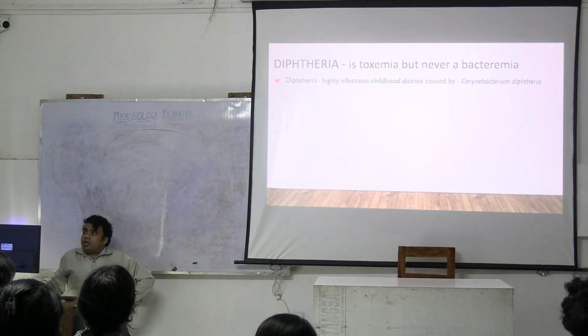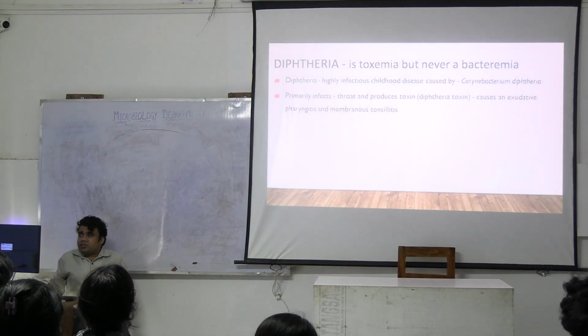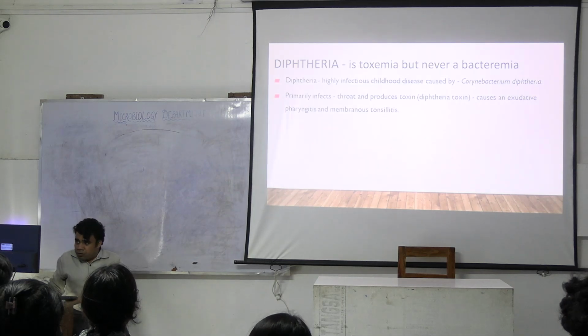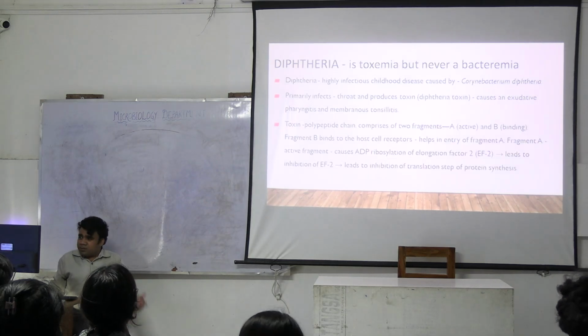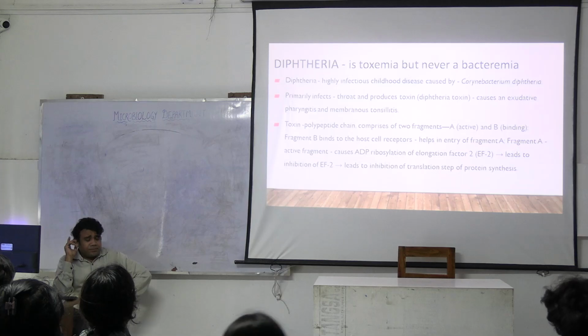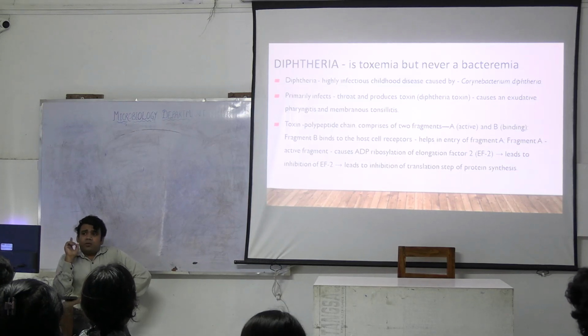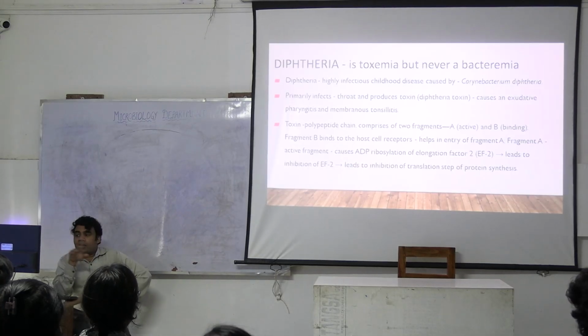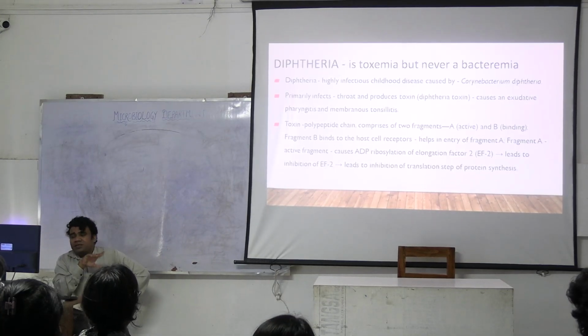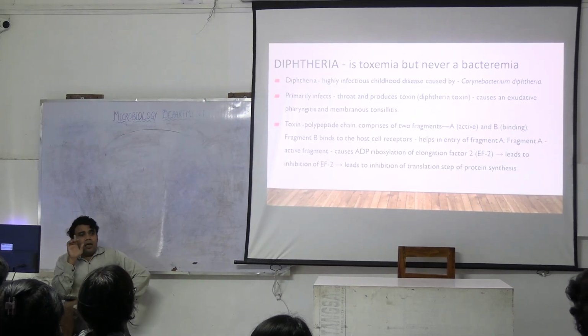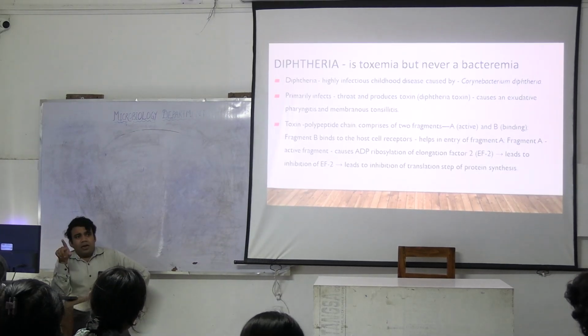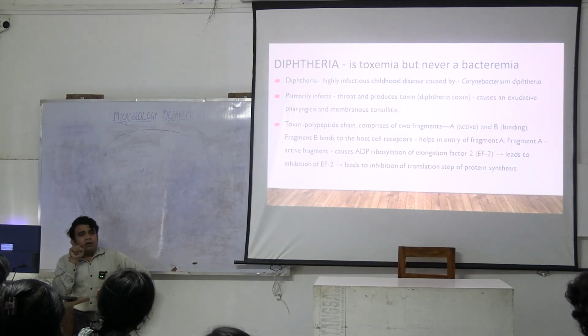So it's a highly infectious disease caused by Corynebacterium diphtheriae. It causes infection predominantly in the throat, sometimes also in the skin. This bacteria produces a toxin. Now what is this toxin? It has got two parts, toxin part A and B. Now what actually happens is B is for binding and A is the active moiety. The B part binds with the cell and lets the A part get into action.